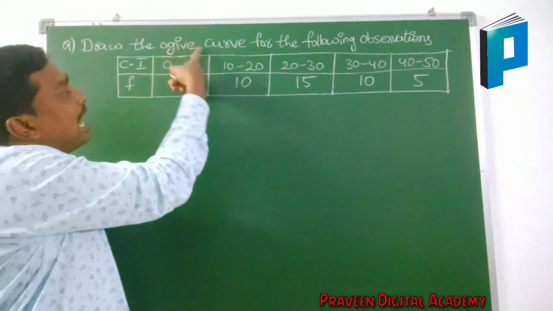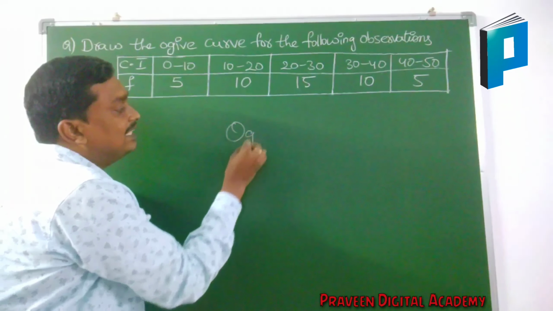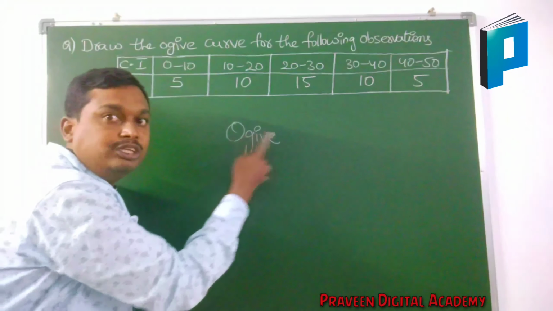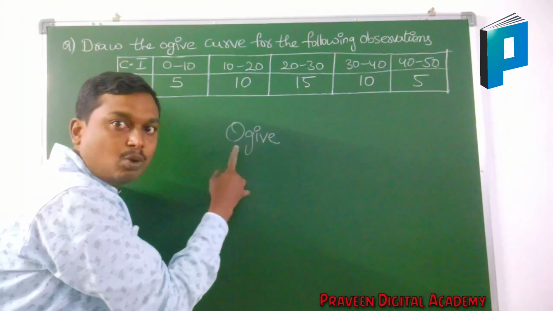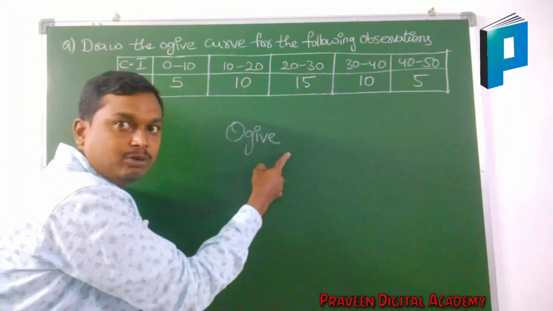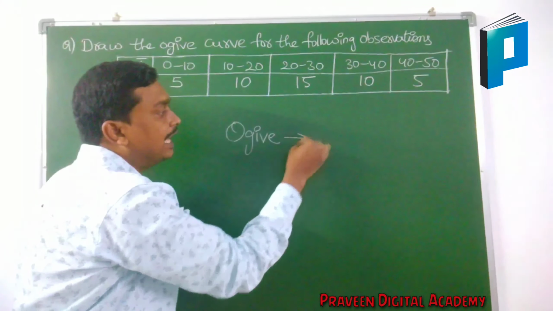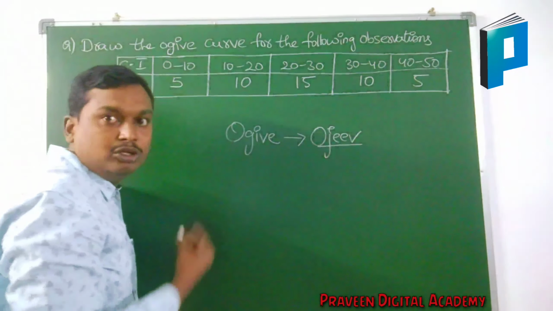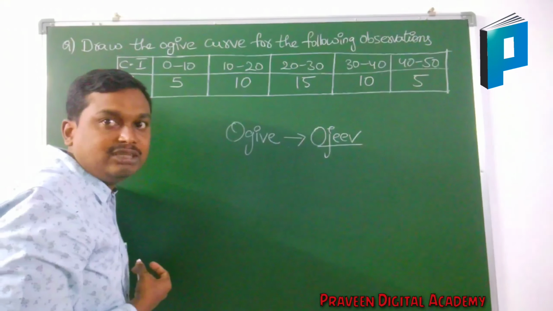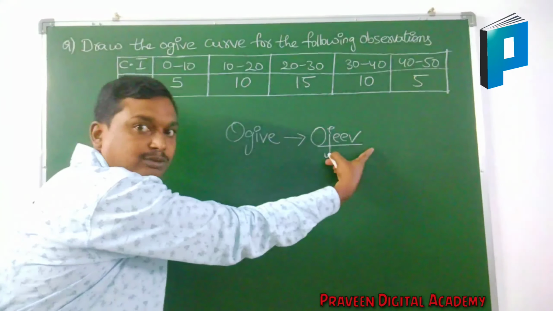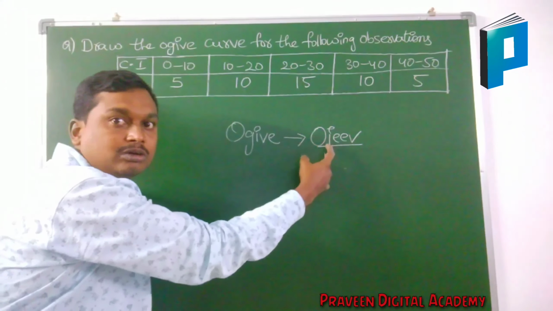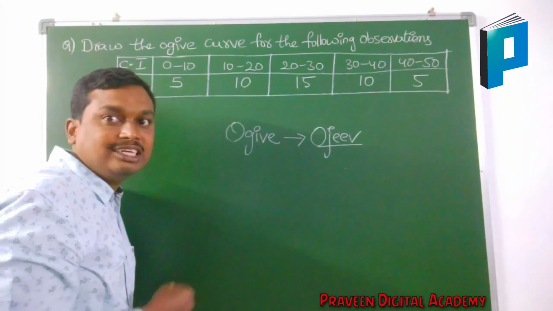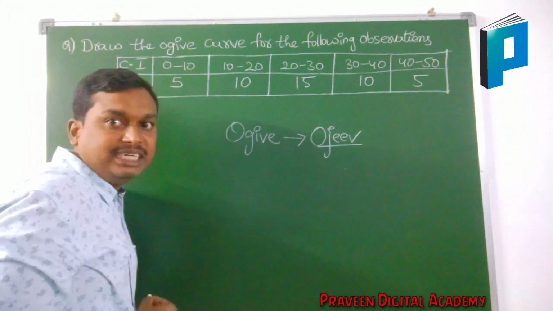And here we are having the ogive curve. The spelling is O-G-I-V-E. But we have to pronounce it like "ojeev". That's why I am calling this the ogive curve. It is the ogive curve, and this ogive curve will exist only for the median.